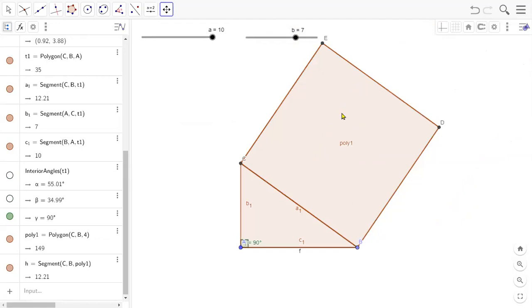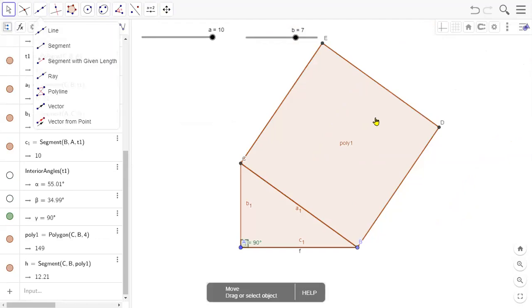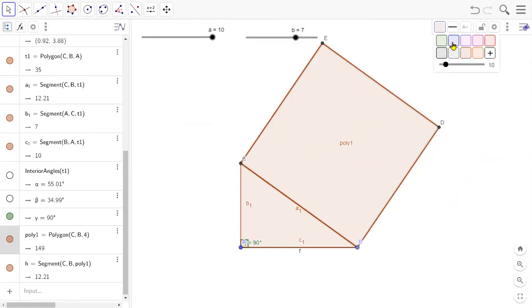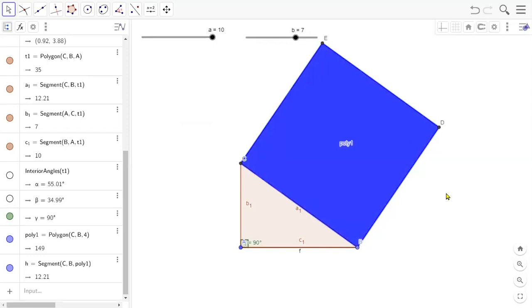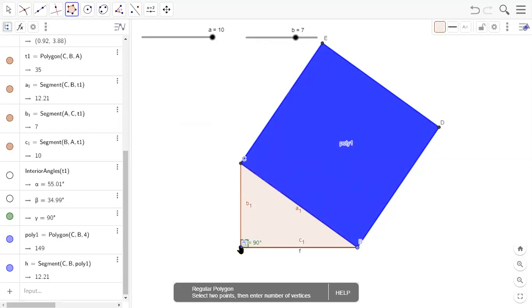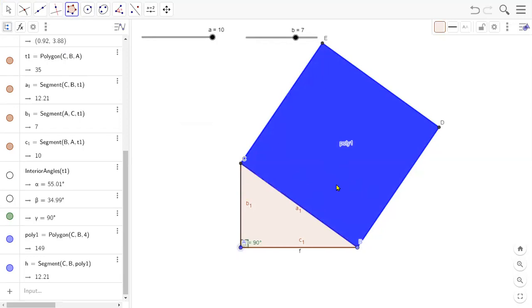Okay, let me take a new color for it. Let me change the color of this square. Okay, this blue color square is formed by taking the hypotenuse. And similarly we can make squares on the remaining two sides also. Let me do the same thing for these remaining two sides, creating the squares.